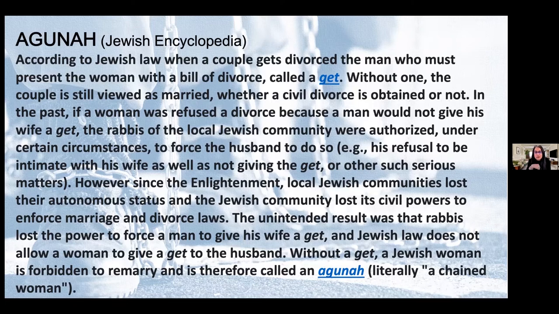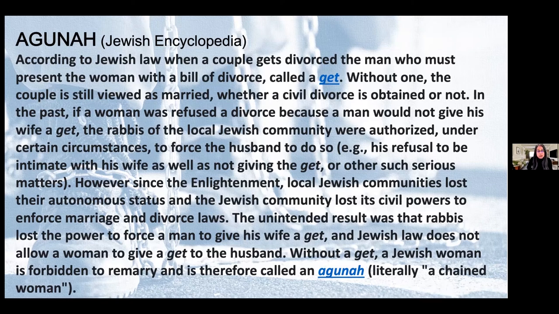However, since the Enlightenment, local Jewish communities lost their autonomous status and the Jewish community lost its civil powers to enforce marriage and divorce law. So in other words, before we became citizens of various countries, we lived in ghettos and we were semi-autonomous and the community was run by the rabbi in terms of legal issues. And the rabbis could say, okay, you're gonna have to divorce your wife. They don't have that ability anymore.